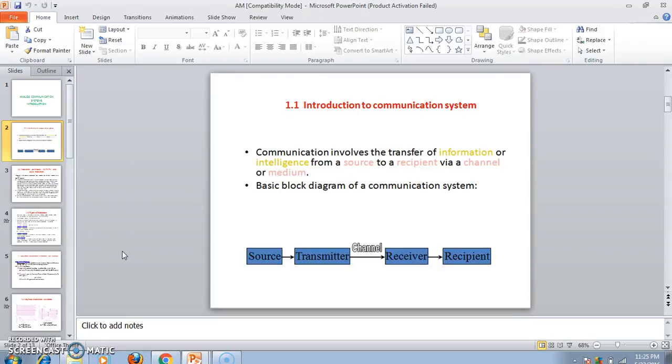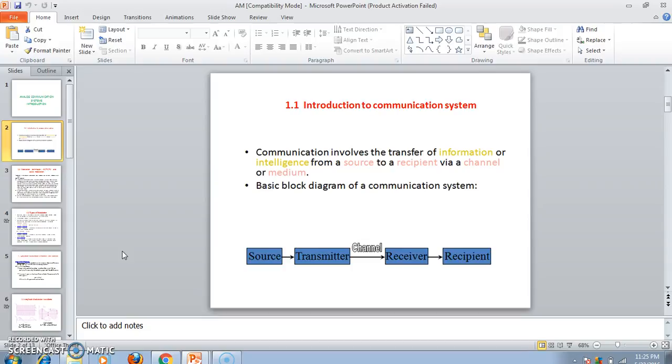Hello, today we'll discuss analog communication systems. Before that, we'll first see an introduction to communication systems. Basically, a communication system involves the transfer of information or intelligence from one place to another. Ideally, it is called source to destination.